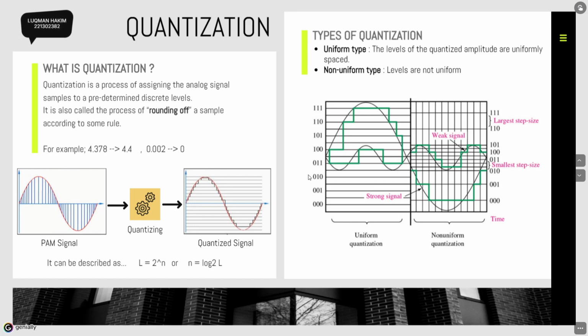There are two types of quantization. The first one is the uniform type, where the levels of the quantized amplitude are uniformly spaced, and the other one is the non-uniform type, where the levels are not uniform. In these two figures, we have uniform quantization, where the discrete amplitude levels are equally spaced, while in the non-uniform quantization, they are not uniform, where we can see it has the largest step size and also the smallest step size.